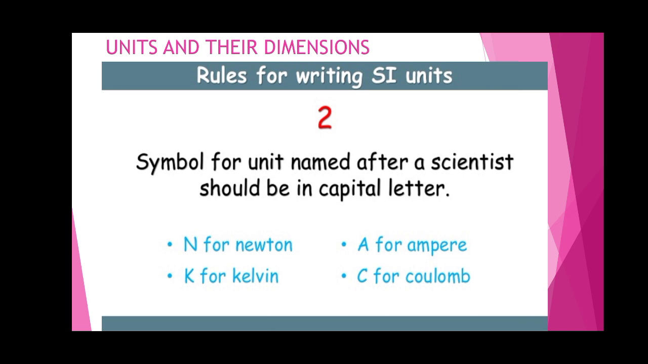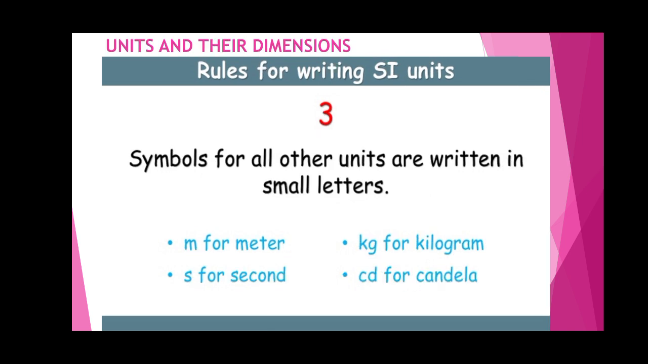Second rule: the symbol for a unit named after a scientist should be in capital letter. N, the symbol, not the full name, the symbol. Capital N for newton, capital K for kelvin, capital A for ampere, capital C for coulomb. And the symbols for all other units are written in small letters. Meter, small m; second, small s; kilogram, small k, small g; small c, small d for candela.